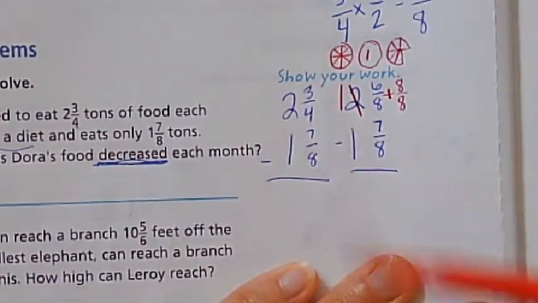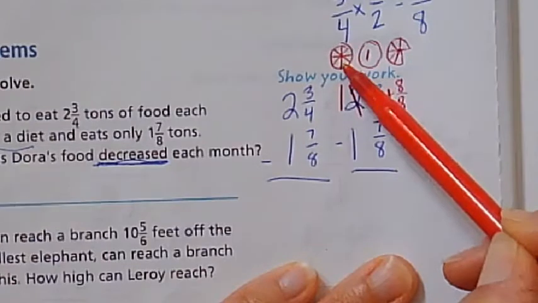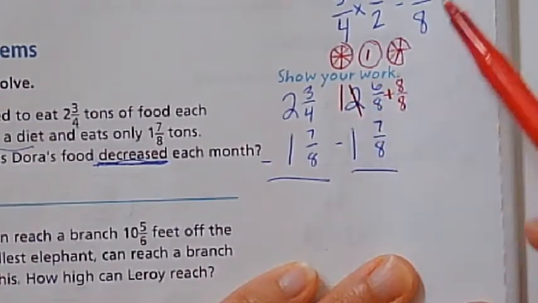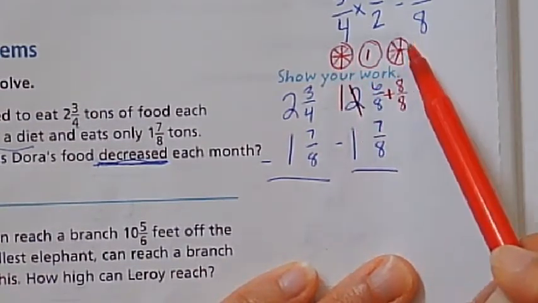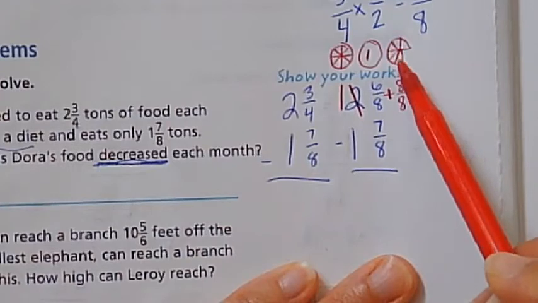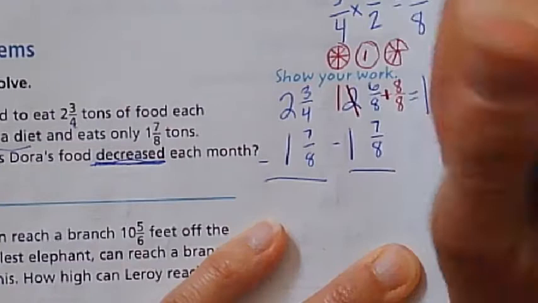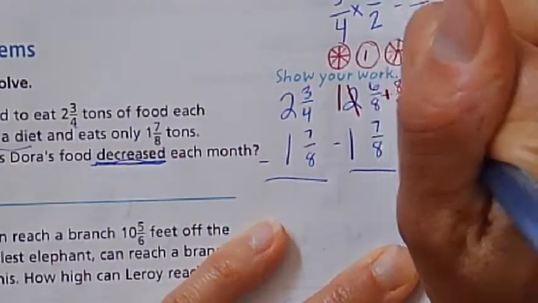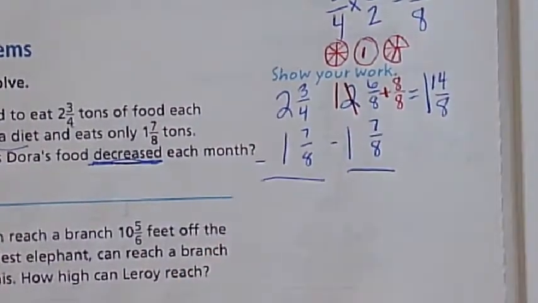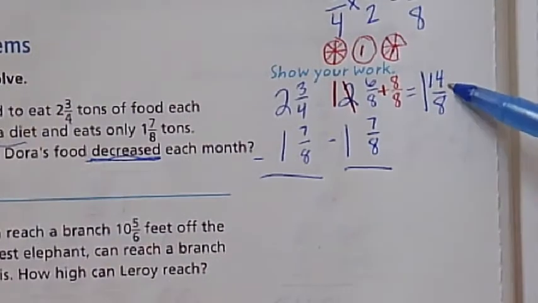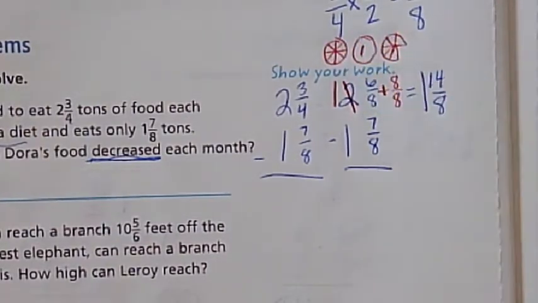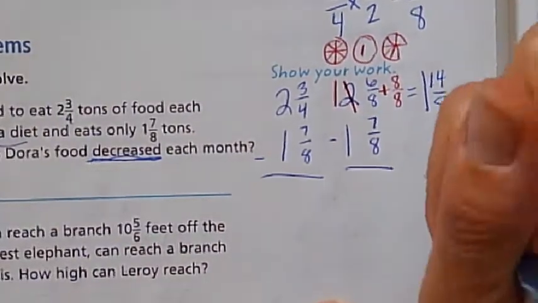So I have 8 pieces here. That's what I did with one of the wholes. And then I have 6 more. So 8, 9, 10, 11, 12, 13, 14. I now have 1 14/8. This is my new fraction, my new mixed number. I still have the same amount. I didn't change the value. I've just changed the way that it looks.